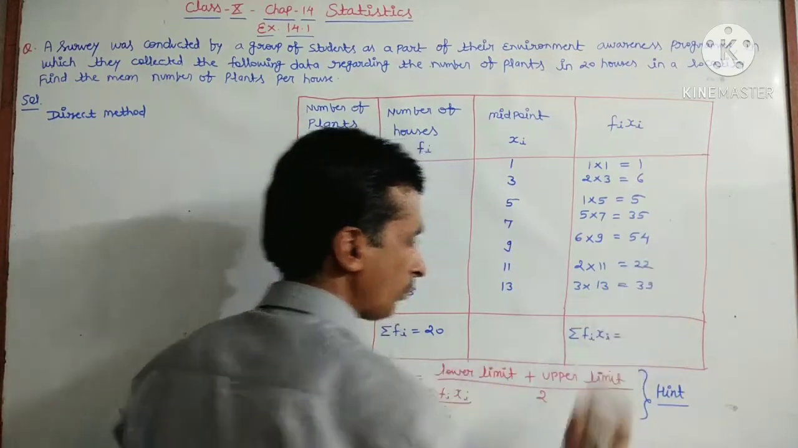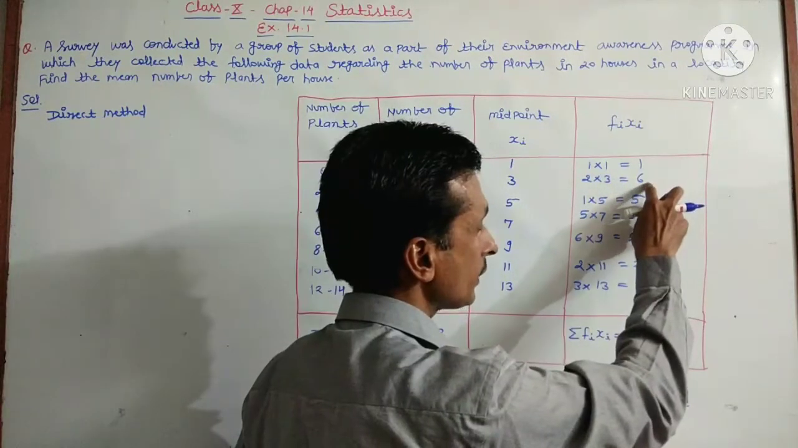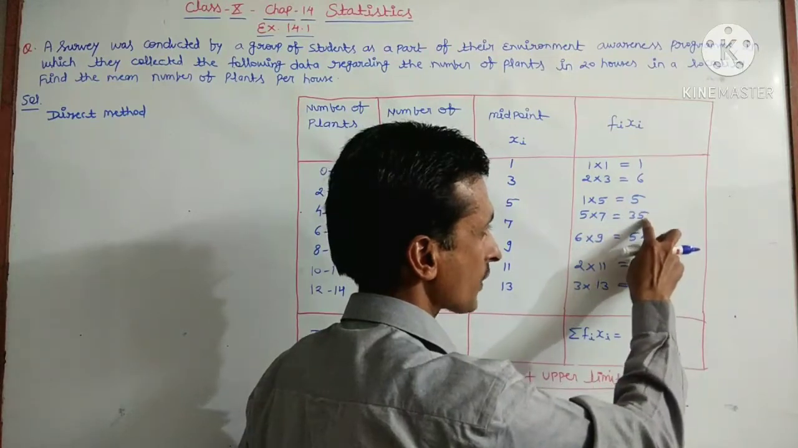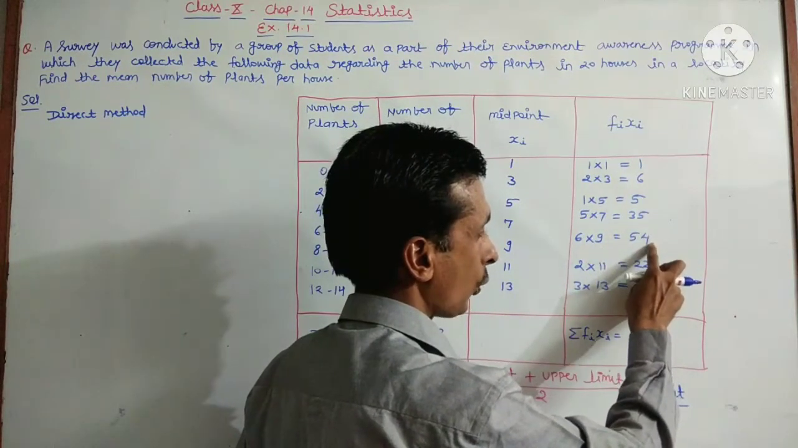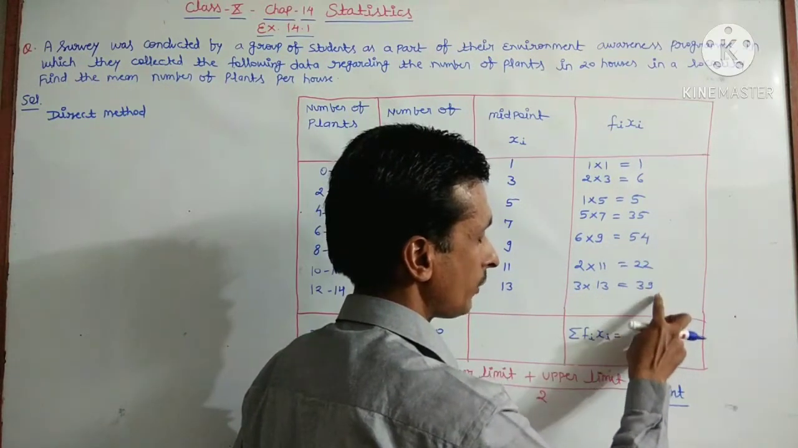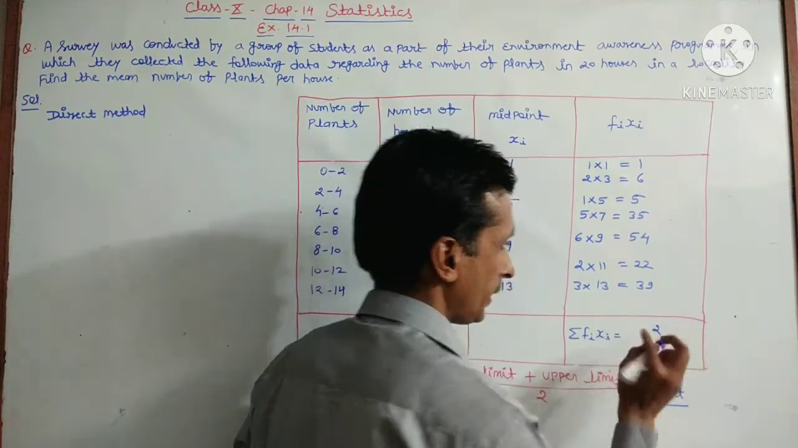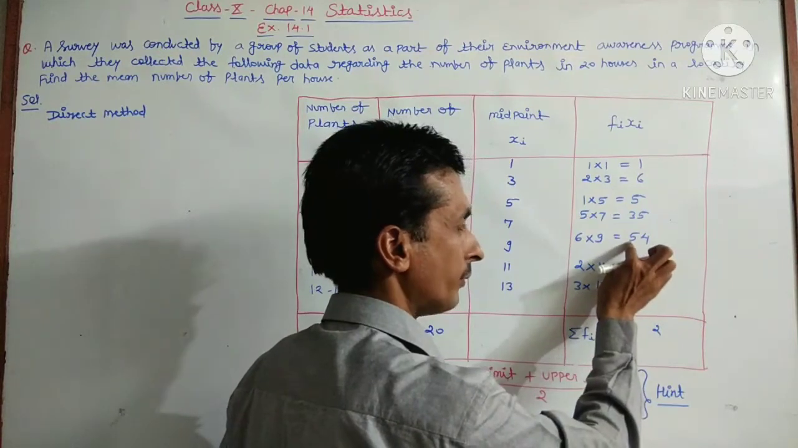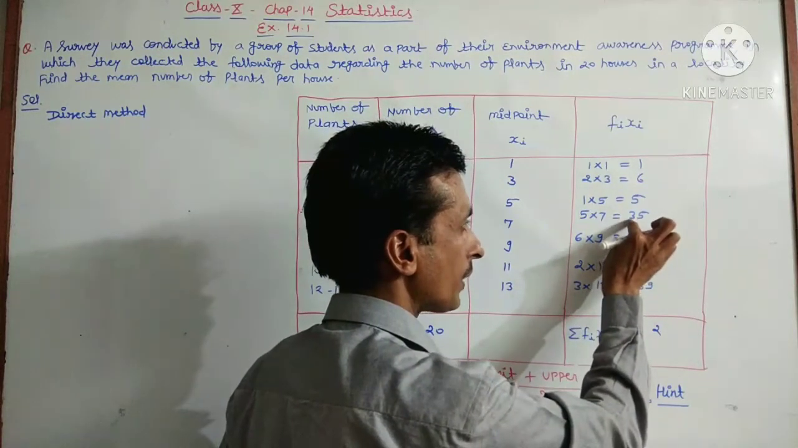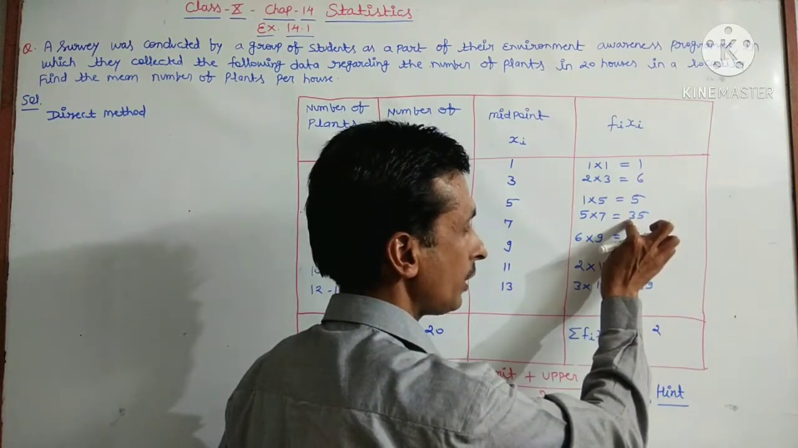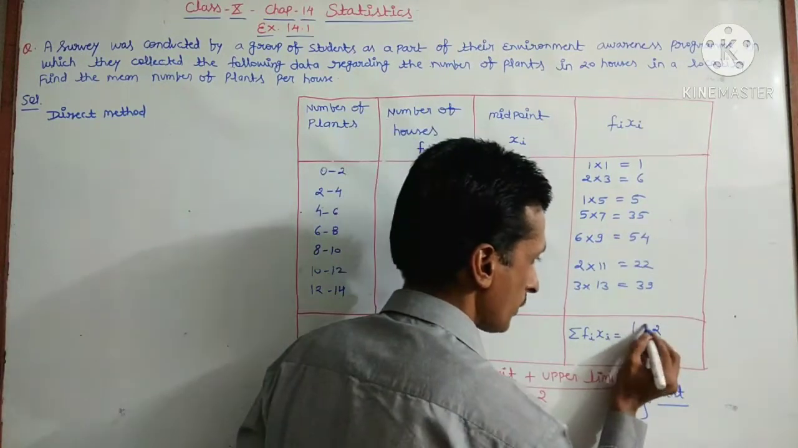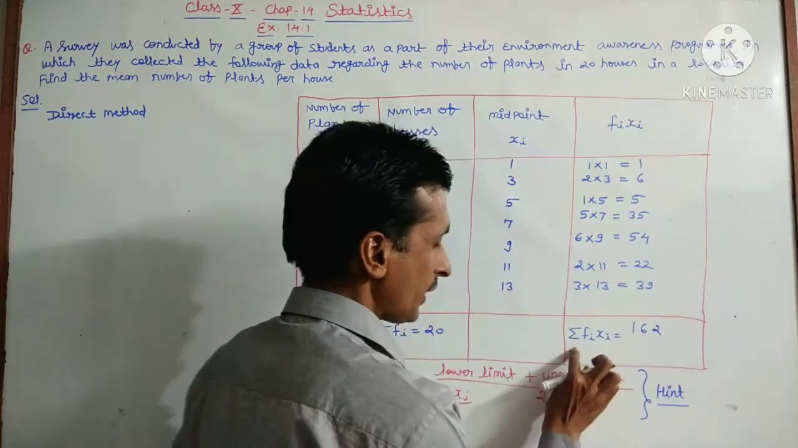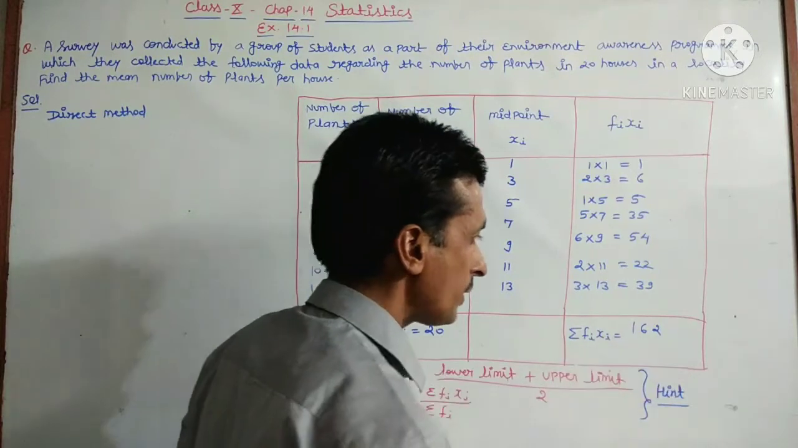After adding you will get 1 plus 6 is 7, 7 plus 5 is 12, 12 plus 35 is 47, 47 plus 54 is 101, 101 plus 22 is 123, 123 plus 39 is 162. The summation fi xi is equal to 162.